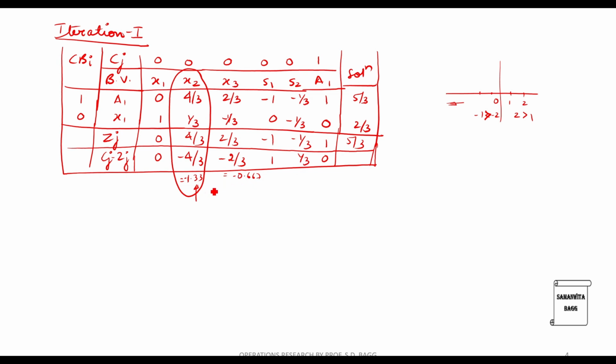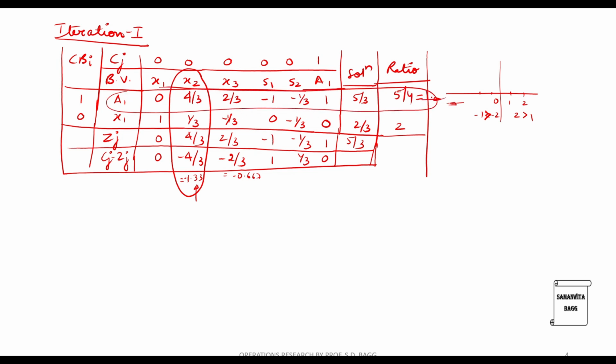So I will take the number which is lower and I am going to use this, and what will leave the solution is now important. So I will go for calculation of ratio. 5 by 3 divided by 4 by 3 is 5 by 4 and this is 2 by 3 divided by 1 by 3, that is 2. So this will be 1 point something. So this is lower, hence we are going to consider A1 as the variable which is leaving the solution.